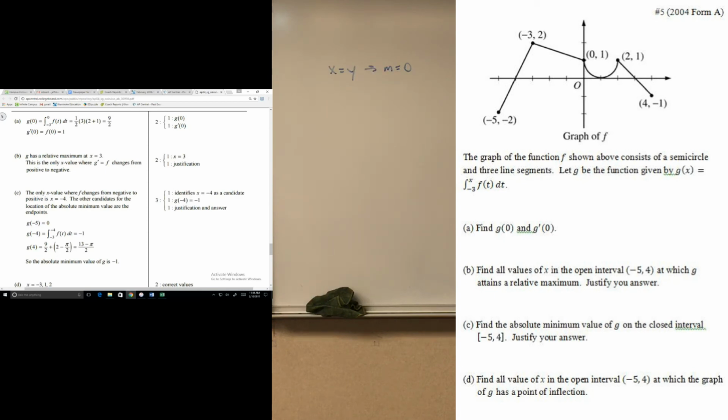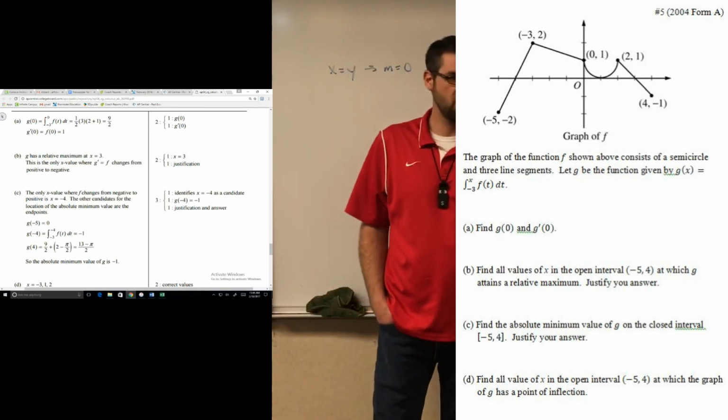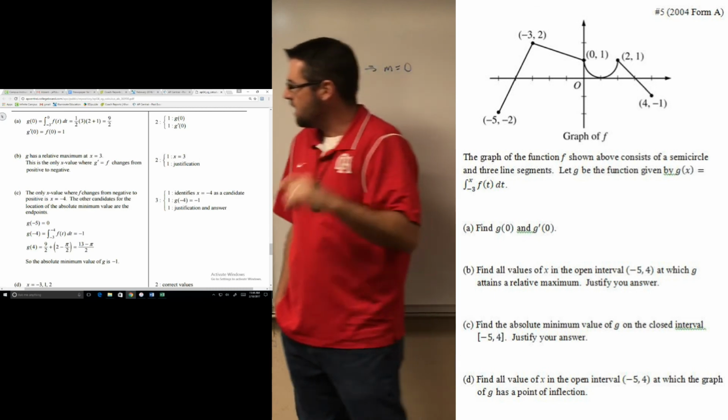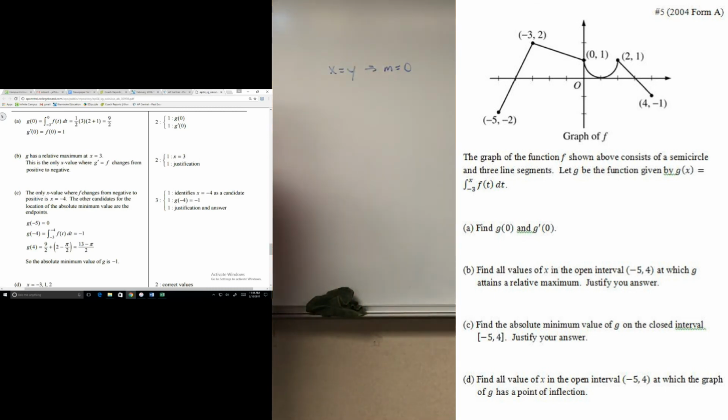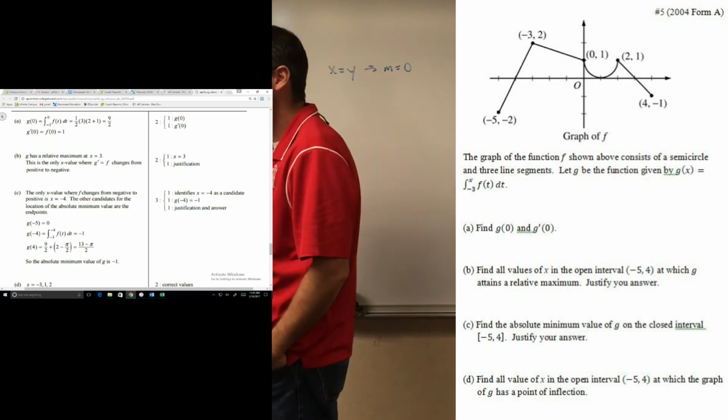Okay, B. G has a relative max at x equals 3. Notice it said relative. So the justification for that is just when G prime changes from positive to negative, right? And it was an open interval too, right? Am I right on B? So you didn't even have to consider endpoints on that one. So G has a relative max at x equals 3 because G prime, which is equal to F, changes from positive to negative. You get 1 point for the correct answer, 1 point for the correct justification.